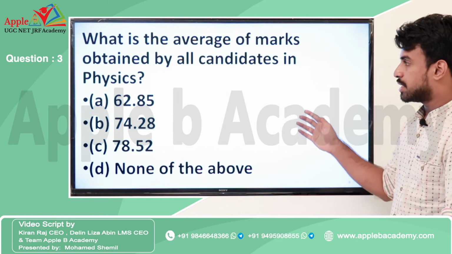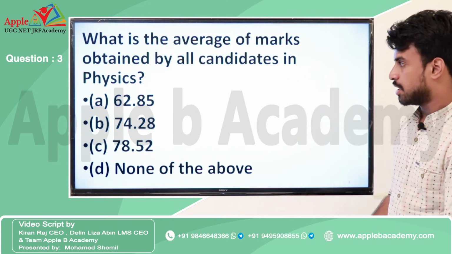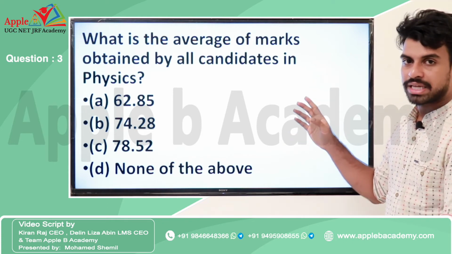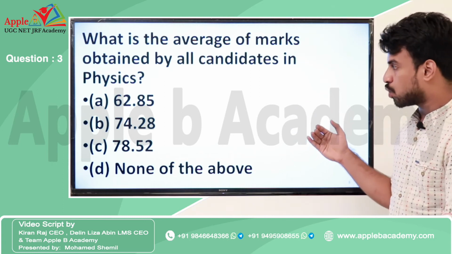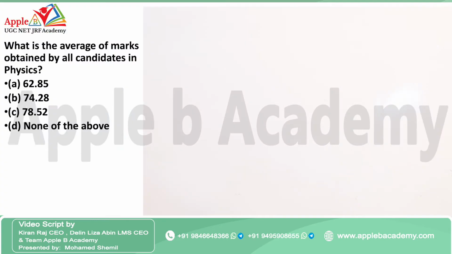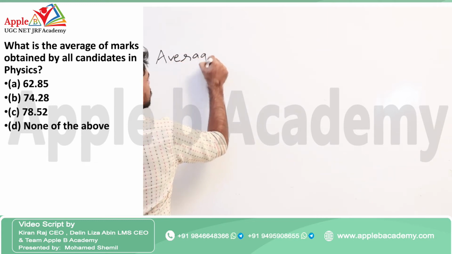Okay, now the next question is, what is the average of marks obtained by all candidates in physics? For that, you have to find the scores obtained by each candidate in physics, then you sum them up and divide by the total number of candidates, which is 7, and you get the corresponding value. Now you have to find out the average marks of all candidates in physics. How do we calculate this?